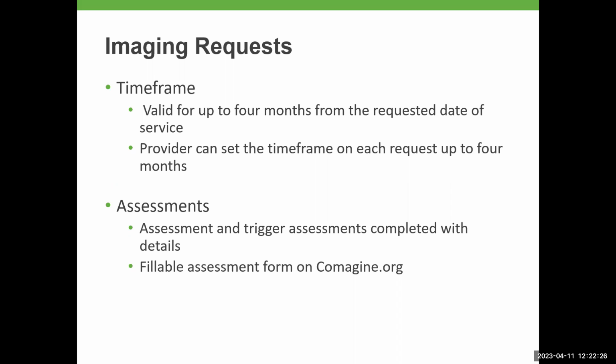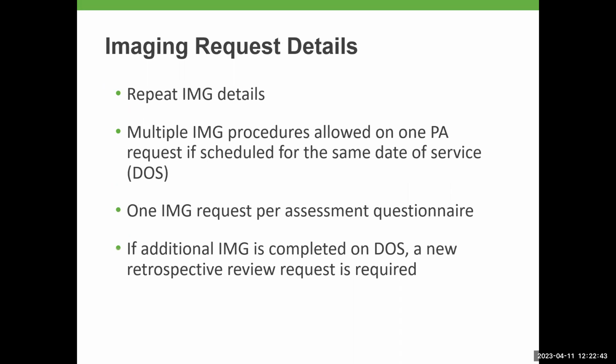With imaging, you still complete the assessment and any trigger assessments that will pop up for you. And again, there's that fillable assessment form at comagine.org if you need the provider to help answer those questions for you. If this is repeat imaging, please let us know that. That can decrease any delays in the request. If the member decides that they want to go to a different location for their imaging request, giving us those details is very helpful, and whether that prior authorization had been completed or not.